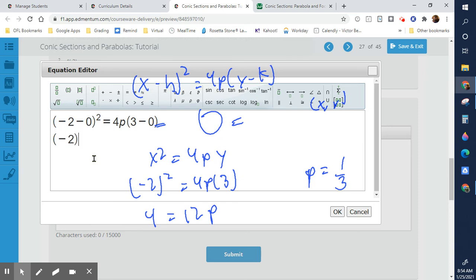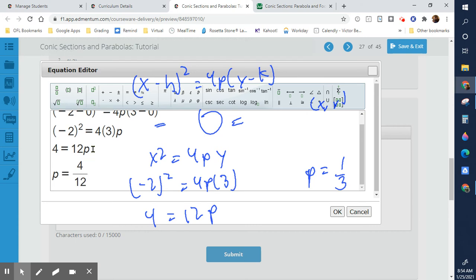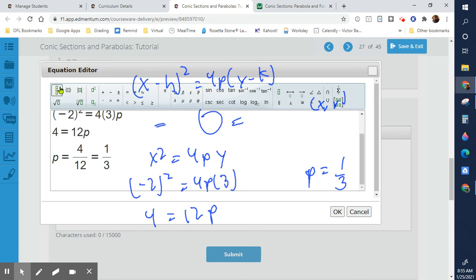Negative 2 quantity squared equals 4 times 3p. 4 equals 12p. P equals 4/12, which is equal to 1/3. Ergo, our formula is x squared.